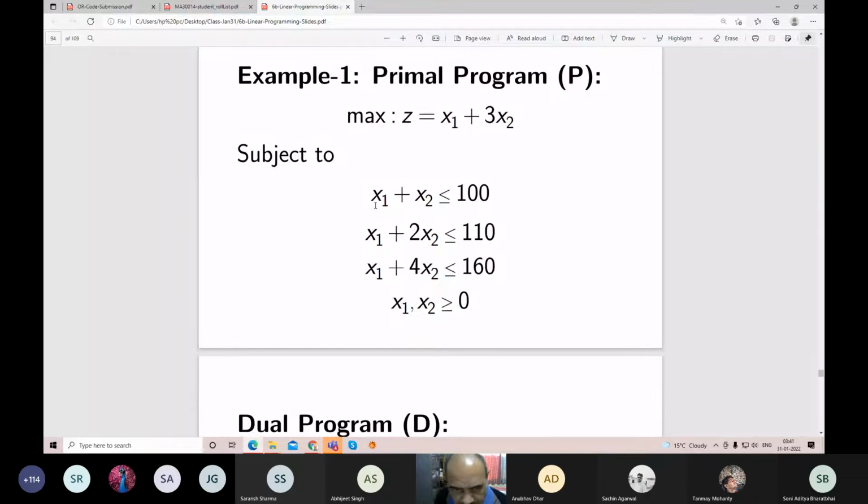Which method will apply to solve the problem? Yes, sir, we'll solve it with the simplex method. Simplex method. And that simplex method now we'll name the primal simplex method. That method will be named as primal simplex method. Okay.